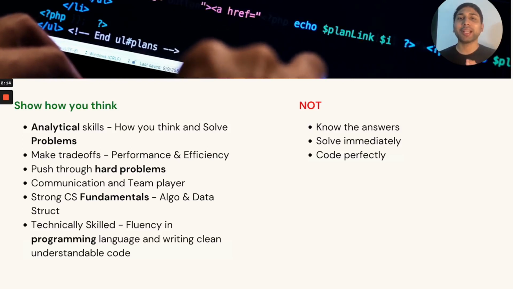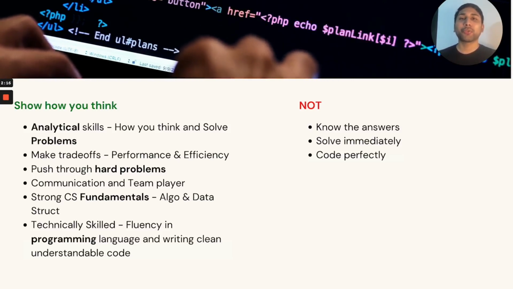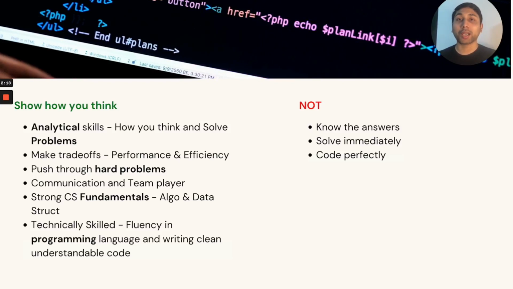And this is definitely applicable for freshers, people who are applying for the first time in their life, going as fresh developers. Definitely they want to see how you think. They are expecting to see how you analyze a problem, how you go about solving an unknown problem. Can you perform some trade-offs? Can you perform trade-offs between performance and efficiency?